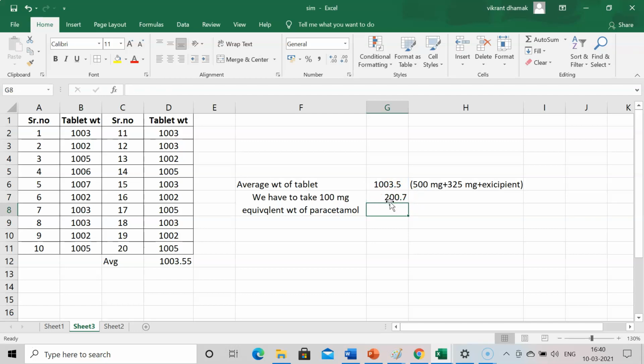So we have seen in the procedure that we have to take 100 milligram of paracetamol equivalent weight. So 100 milligram equivalent weight means that 200.7 milligram of powder weight we have to take for the dilution. So please note it carefully, this weight you have to take.